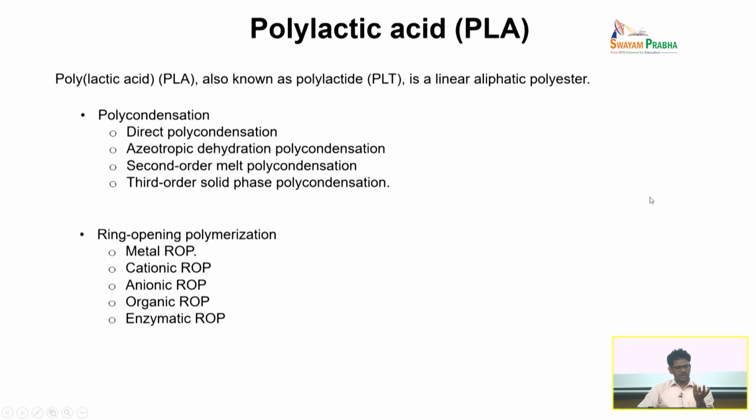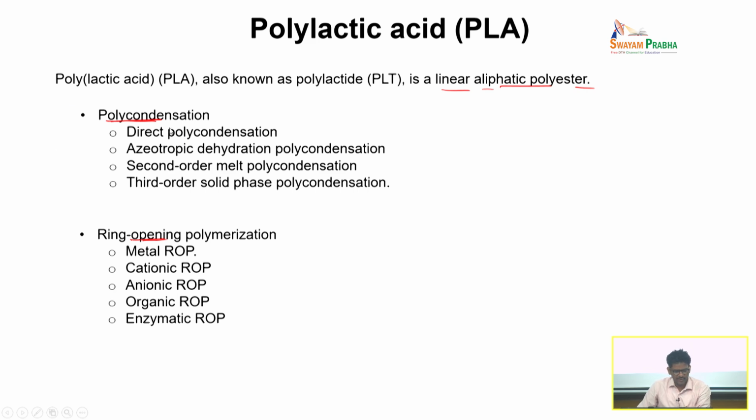Now, we talked about lactic acid and then lactide. Now we're going to talk about polylactic acid. As I said, polylactic acid or polylactide is a linear aliphatic polyester, right? And so there are two methods of polymerization. One is called polycondensation, the other one is called ring opening polymerization.